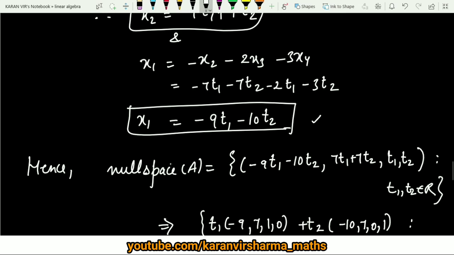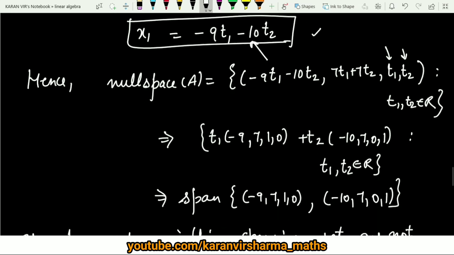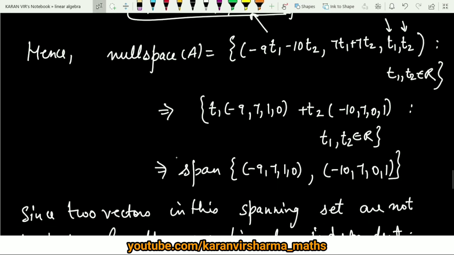Now, what about the null space? If I am talking about the null space, x1 was this, so I'll just substitute it here. What is x2? That is 7t1 plus 7t2. And x3 equals t1 and x4 equals t2. Now I can write this as t1 times (minus 9, 7, 1, 0) plus t2 times (minus 10, 7, 0, 1), where t1 and t2 are any reals. So you can see that the null space is spanned by these two vectors. And clearly these two are linearly independent vectors.